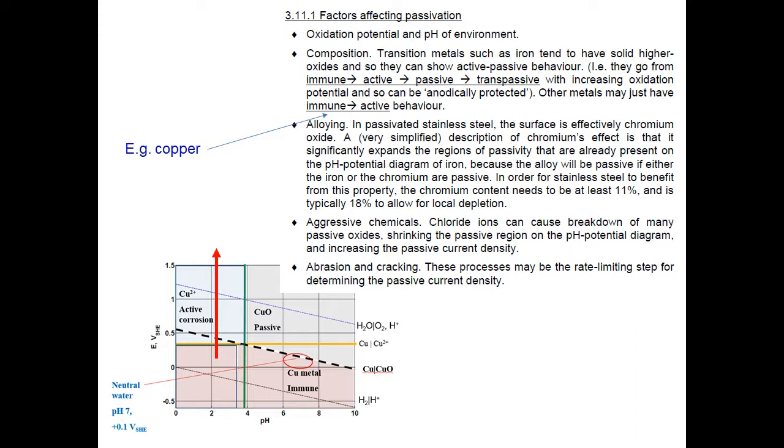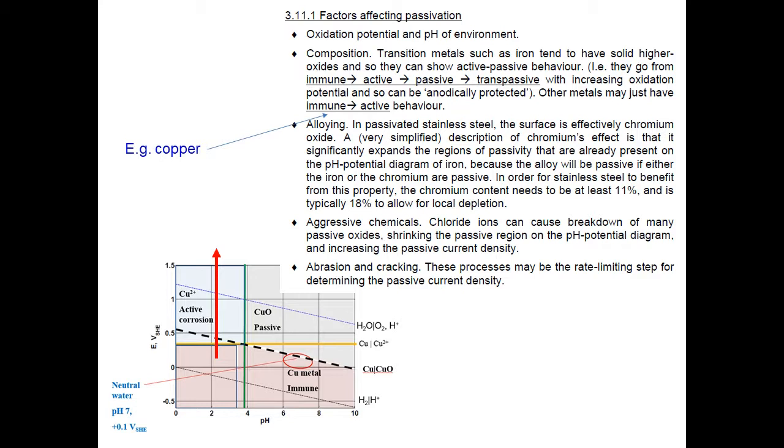What else? Aggressive chemicals. Chloride ions are very important. These cause destruction of the passive films on many alloys. Those have the effect of shrinking the region on the pH potential diagram where there is passivity and increasing the area where you have active dissolution.